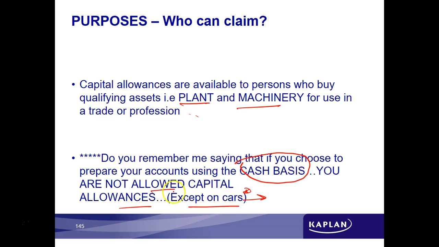So with a cash basis, you're not allowed capital allowances, except on cars. And individuals who just go about their work day to day aren't allowed capital allowances anyway. So we're talking about trading businesses. Right.